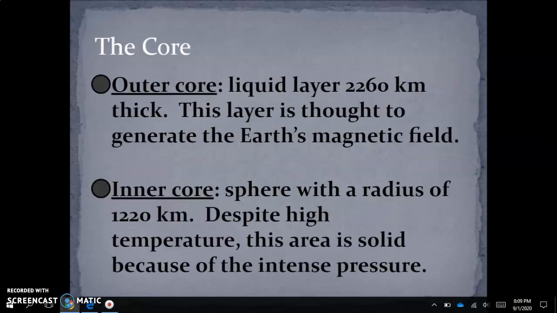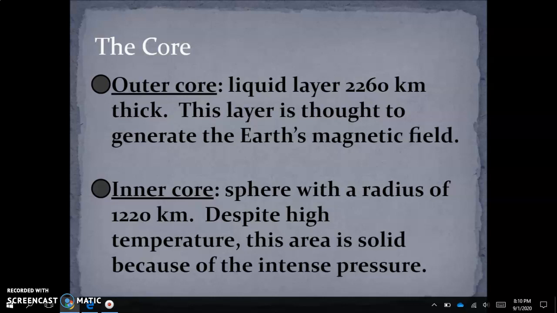And then our core, a lot of times we'll just refer to the core as one single layer of the earth. So you have the crust, the mantle, and the core, but the core has an outer and an inner core. So the outer core is a liquid layer that is 2,260 kilometers thick, and this layer is thought to generate the Earth's magnetic field. So remember, we learned about our magnetosphere in our astronomy unit, and it protects us from solar wind.